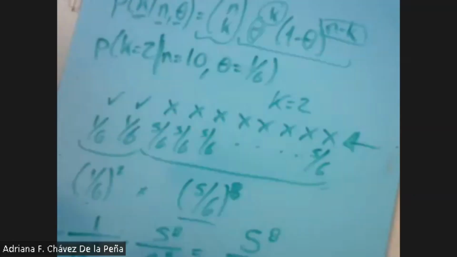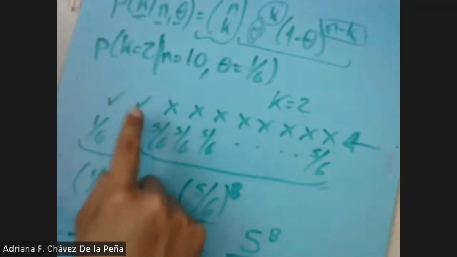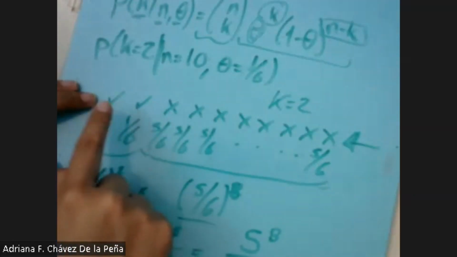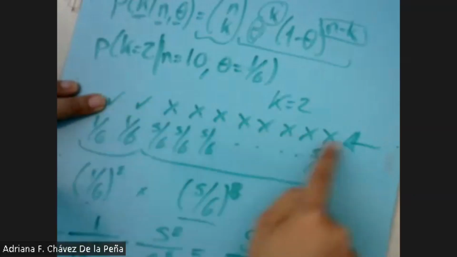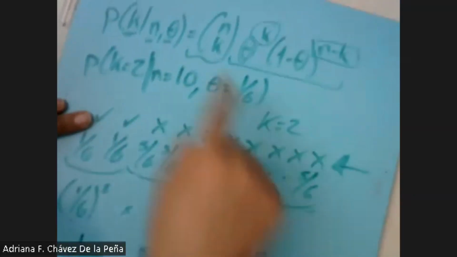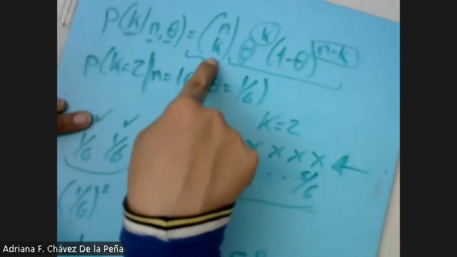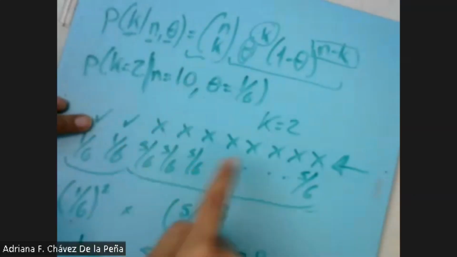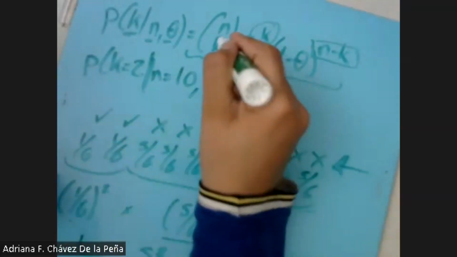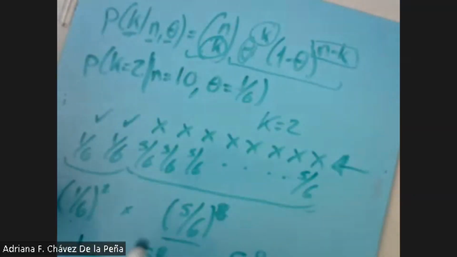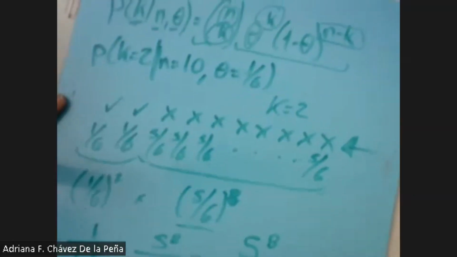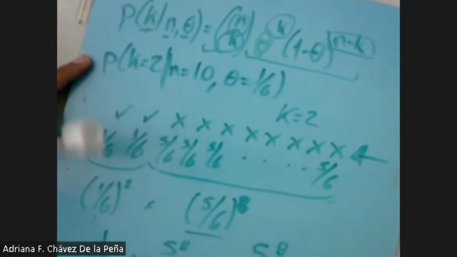So now, to account for how many possible orders I could have observed in which I got exactly 2 successes in a chain of 10 elements, I am going to use my binomial coefficient. That is exactly what the binomial coefficient does. It helps us count the number of possible orders in which these 2 successes could have appeared in a chain of this length. So this is the only remaining part here. We have to compute our binomial coefficient for this problem.